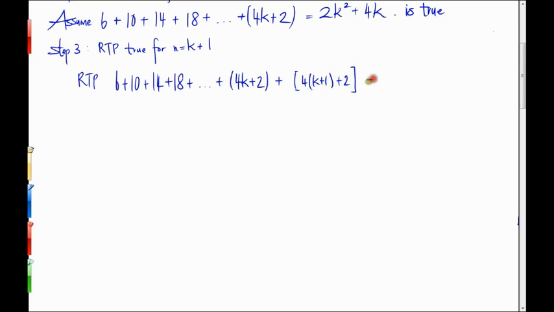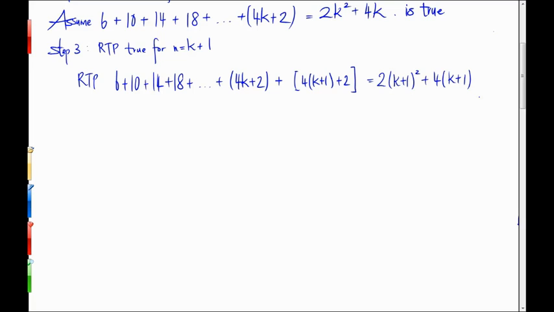The majority of the mistakes would come where kids just forget to put the brackets, right? And that will turn into 2k plus 1 all squared plus 4k plus 1. Okay, so we are required to prove that equals that, alright?